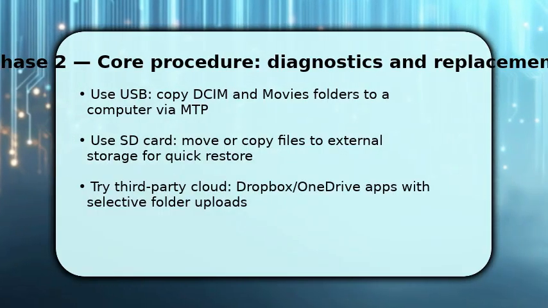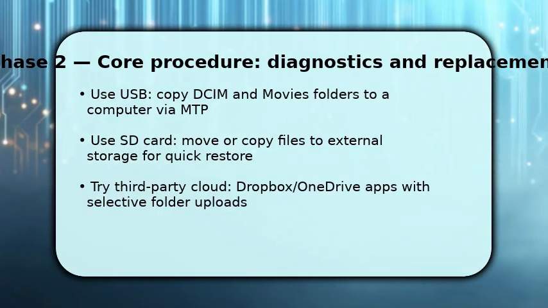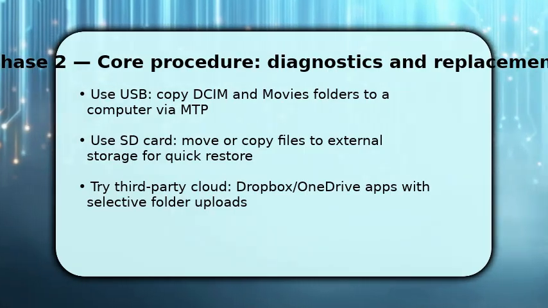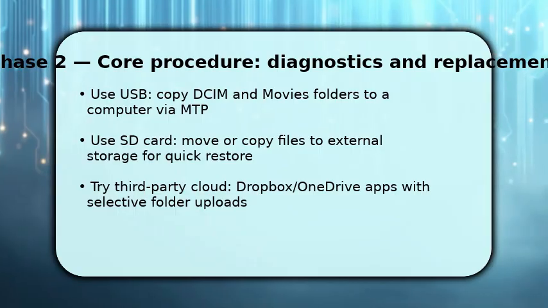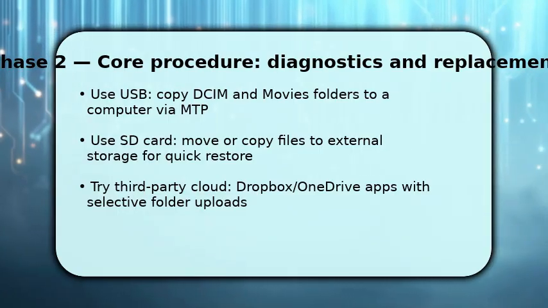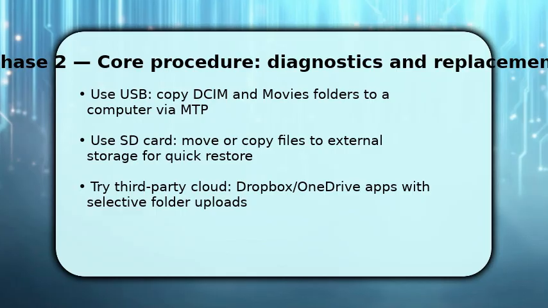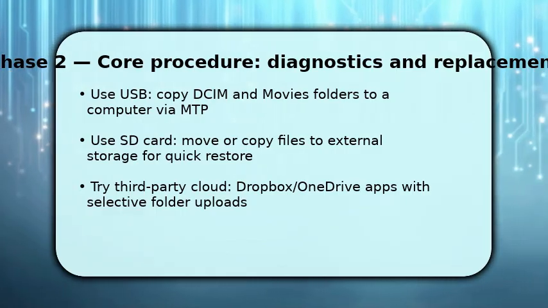Now you add redundancy. Copy files locally and to alternative clouds. Connect via USB to a PC, open the phone storage, and copy DCIM and Movies folders. This gives a manual, recoverable copy. Alternatively, move media to an SD card if available, which preserves space and provides instant physical backup.